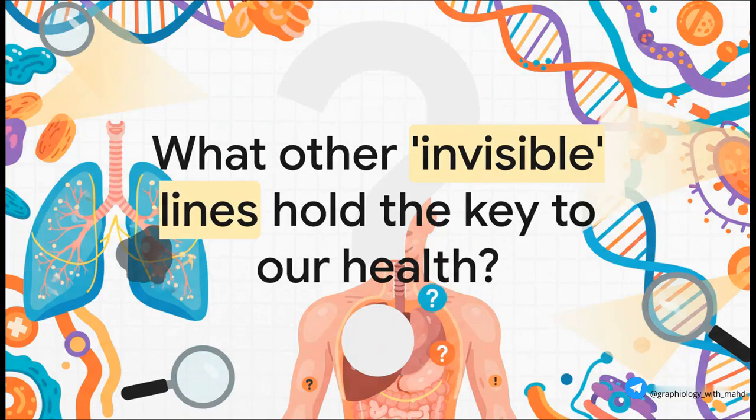It really makes you think, doesn't it? The phantom tumor was a puzzle solved by understanding the visible lines of the lung. But it leaves you with a much bigger question. What other invisible lines, what other variations and forgotten folds in our anatomy hold the keys to understanding our health?